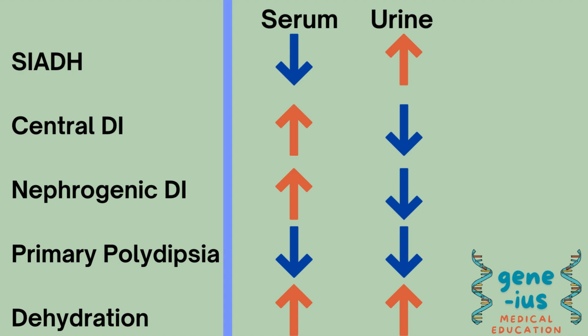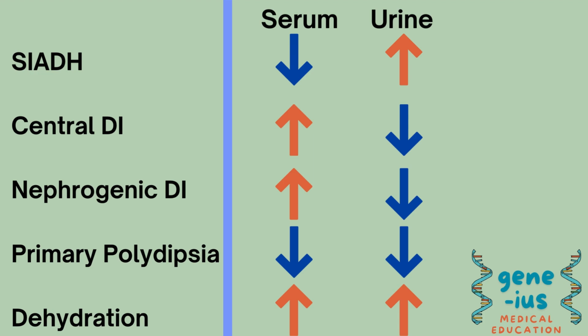So in syndrome of inappropriate, aka too much, anti-diuretic hormone, we have too much anti-diuretic hormone. What does that mean? Our urine is too concentrated. So we have an increase in urine osmolarity and a decrease in serum osmolarity. We then have the opposite issue in DI. There is an issue with too little ADH or not responding to ADH. So we have an increase in serum osmolarity and a decrease in urine osmolarity because we cannot concentrate our urine.